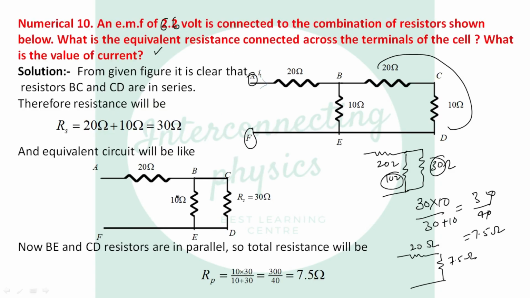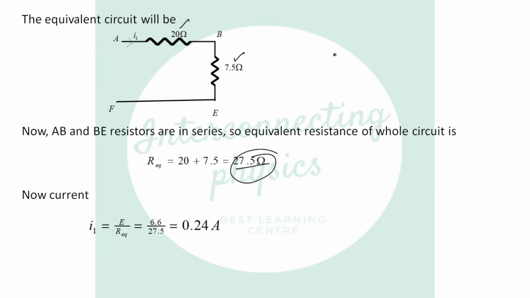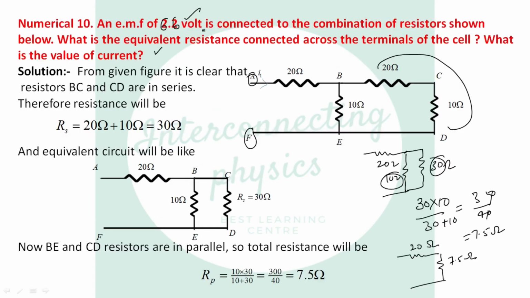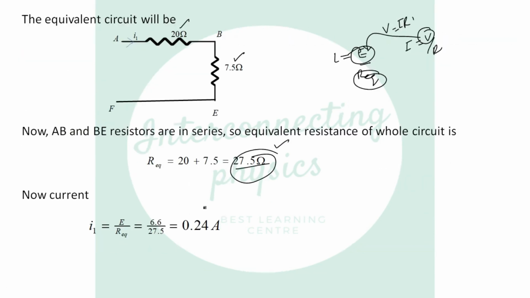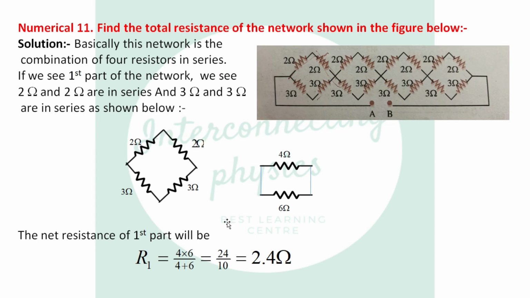Now the next question is, what is the value of current? The current will be equal to E divided by R equivalent. According to Ohm's law, V equal to IR, then I is V over R. Here V is given in the form of EMF, so E divided by R equivalent. What is R equivalent? It is 27.5. What is E? It is given 6.6. So I will be 0.24 ampere.